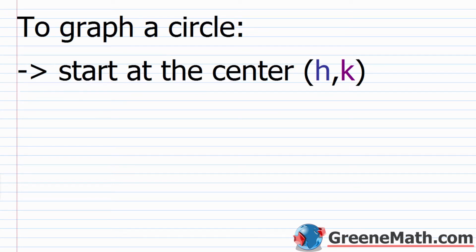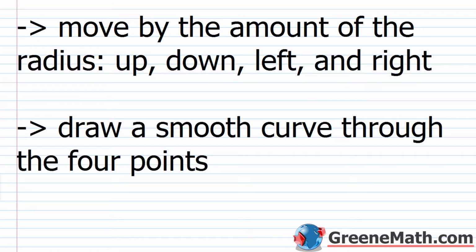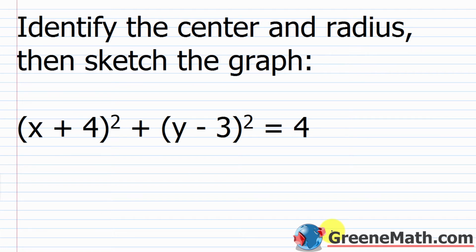So to graph a circle, I start at the center, which is h comma k. I make a nice little clean point. Then I move by the amount of the radius. So up, down, left, and right. So you end up just making 4 nice clean points. And then you draw a smooth curve through the 4 points. So let's look at a few examples. These are things you would see in your textbook pretty much right away. So we want to identify the center and radius, then sketch the graph.